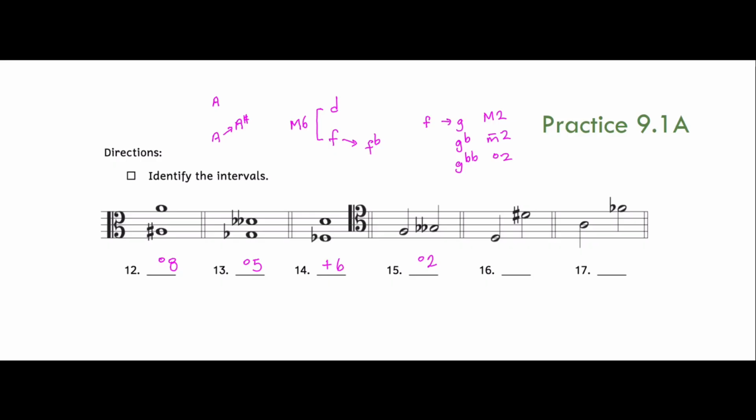All right, number 16. We have a D to a D sharp, so this is some kind of octave. We know D to D would be a perfect octave. Raising the top note makes the interval bigger, so this is an augmented octave. And number 17, A to F flat. Well, we know the key of A minor has no sharps, no flats. So, first this is a sixth. So A to F would be a minor sixth. Lowering F to F flat makes it smaller, so this is a diminished sixth.